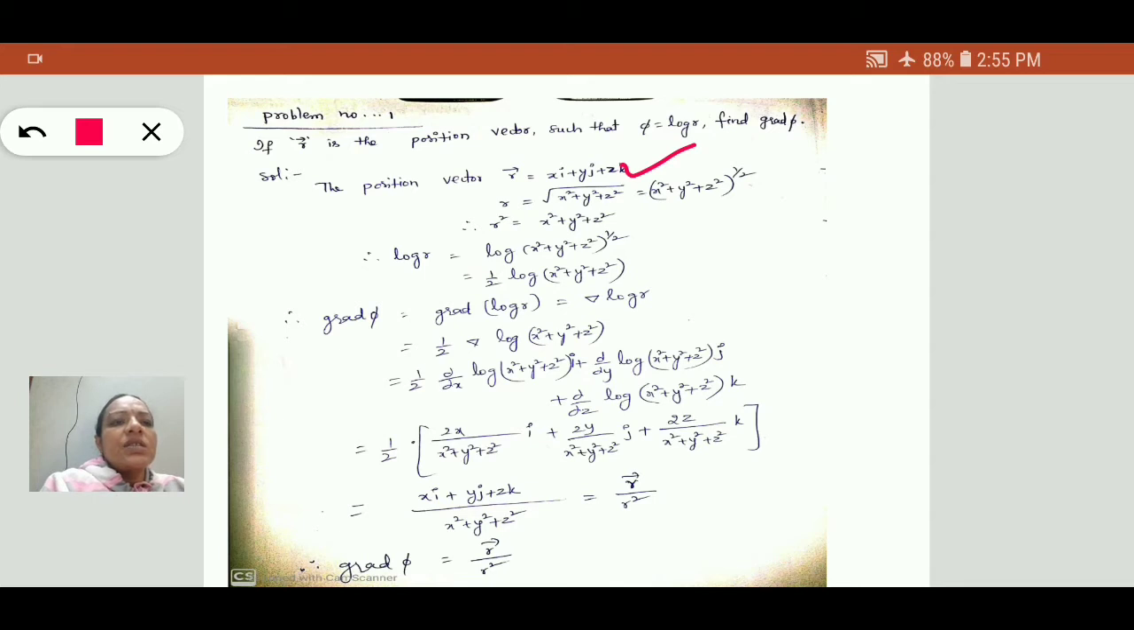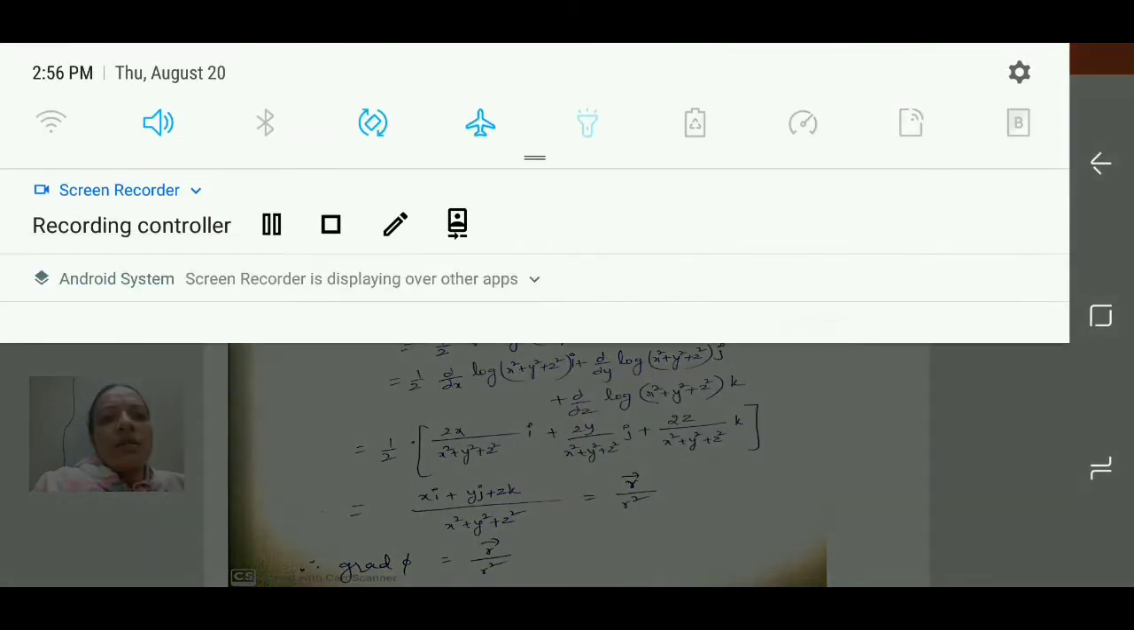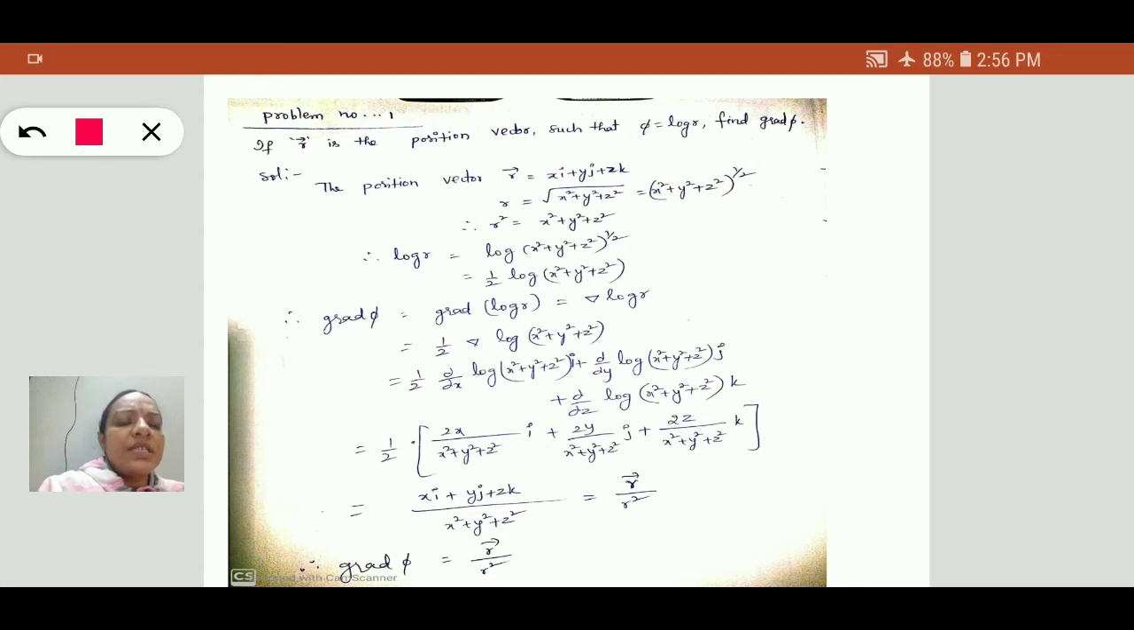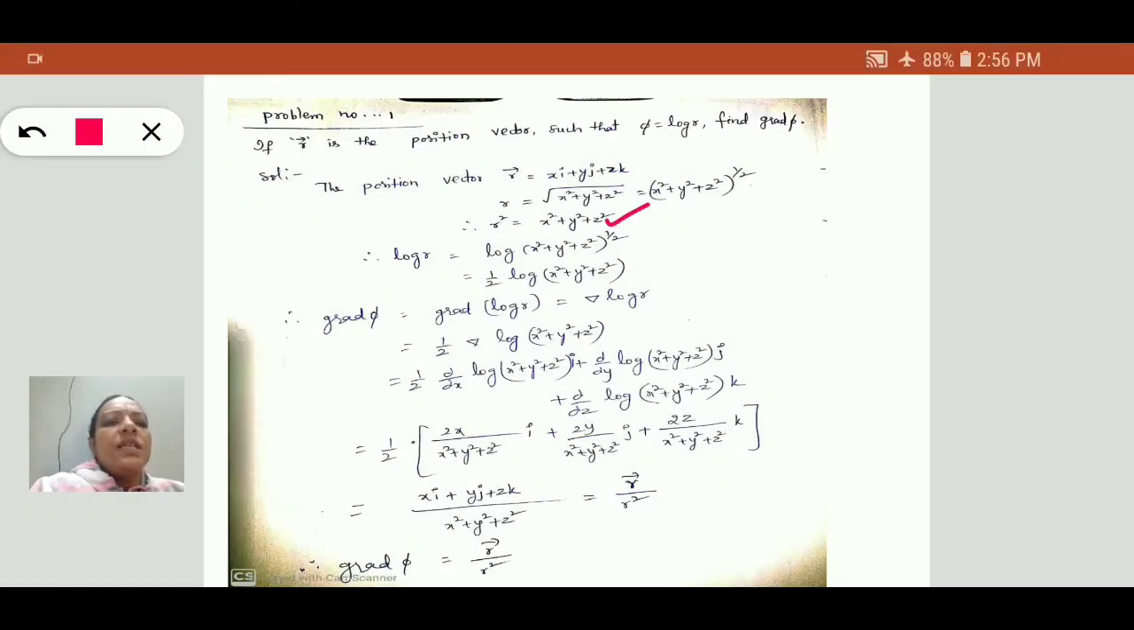Therefore, here it is asking phi is equal to log r. Here small r is the magnitude of the position vector. Magnitude is nothing but the square root of x square plus y square plus z square, that is, small r is equal to under root of x square plus y square plus z square. Therefore, r square can be written as x square plus y square plus z square. Let us find out what is log r.